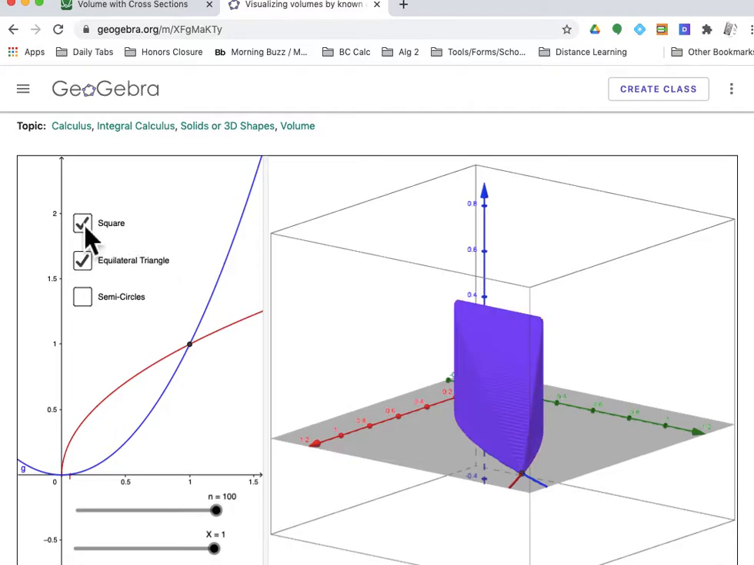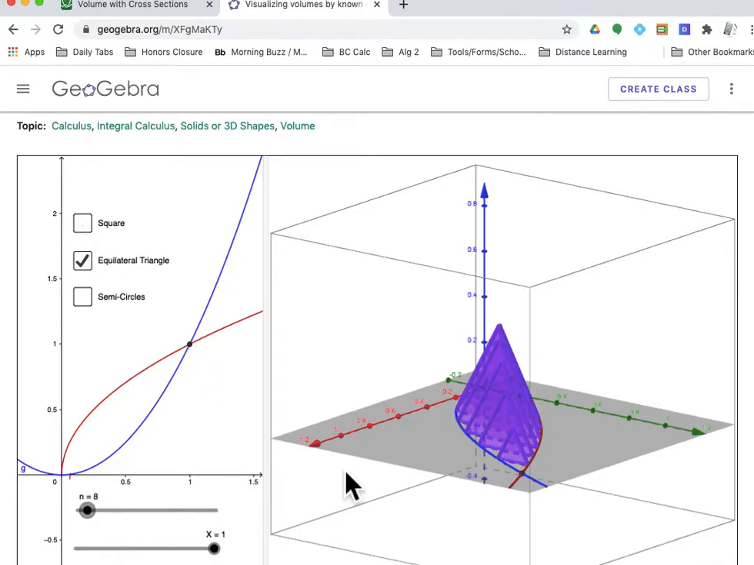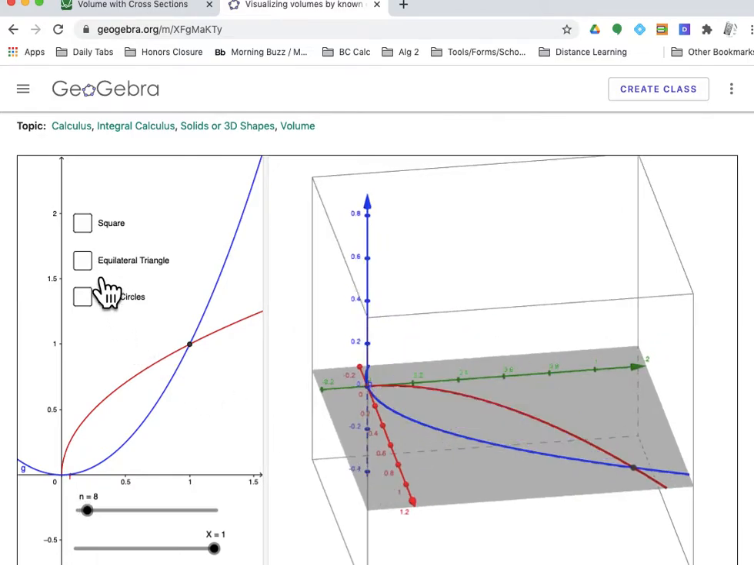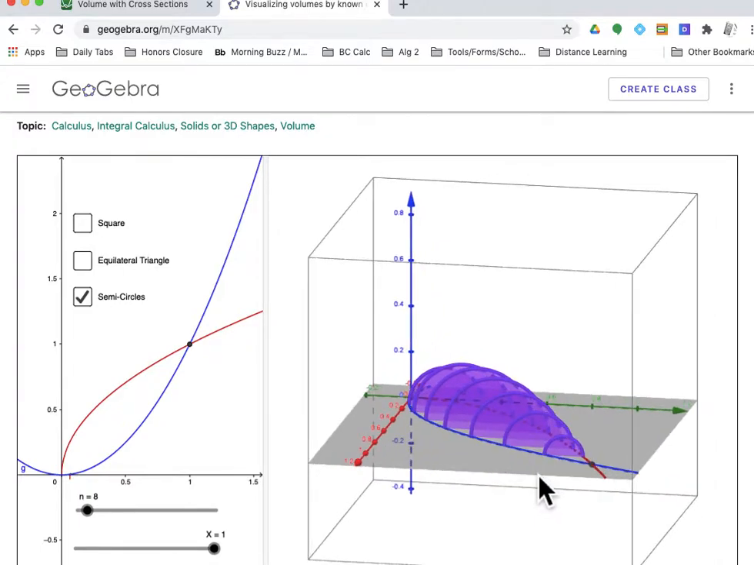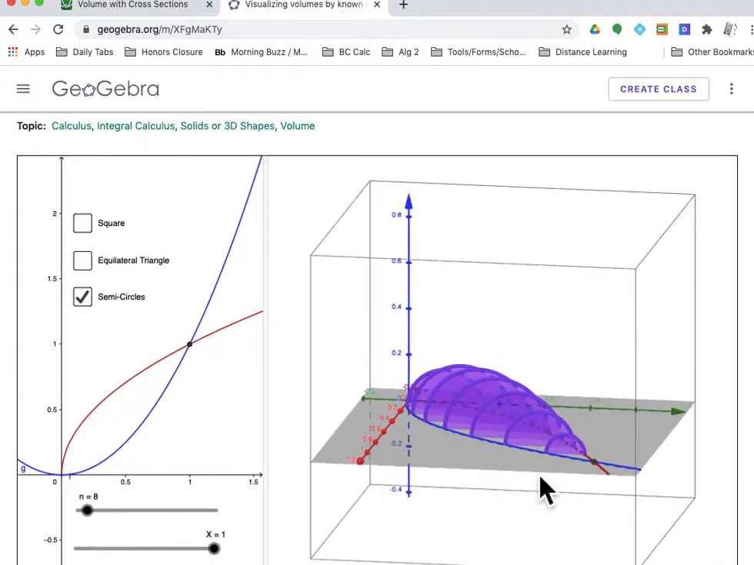But I can put the squares on top of it so you can see the squares look like that, but if I change it to equal out all the triangles, we get this. Again, I'm going to take this down so we can see the individual shapes again. And we also can do this with semicircles. You can do this with any geometric shape, any two-dimensional geometric shape. So you can see there we have our solid forming with semicircles.